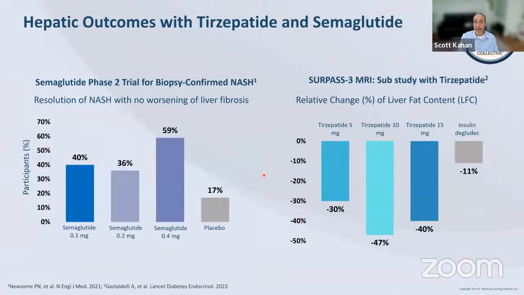And then when we look at hepatic outcomes, on the left here, we have semaglutide in a phase 2 trial for biopsy-confirmed NASH. And so we see resolution of NASH with no worsening of liver fibrosis in a significant portion of people, particularly at the slightly higher doses of semaglutide, but across all the doses that were studied, and only a very small number of people who took placebo had a similar resolution. In the tirzepatide trial, which was a sub-study of the SURPASS-3 trial, when we look at relative change of liver fat content, very nice improvements across the tirzepatide groups, with only a very small improvement in the insulin treated group.